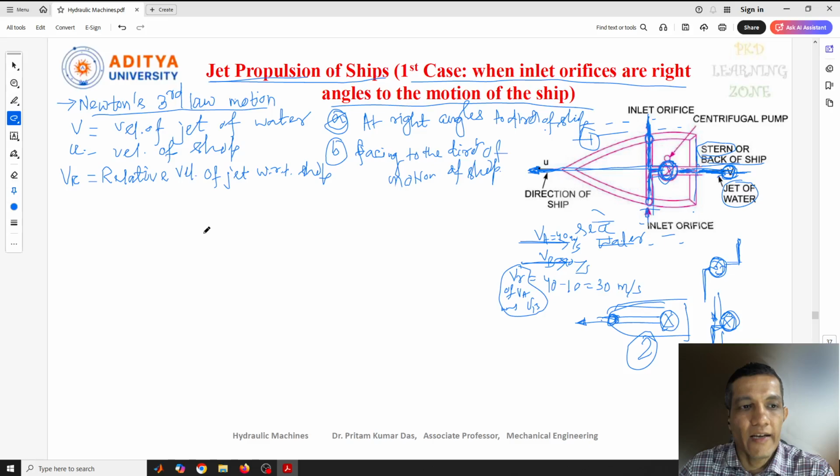So why have we taken the relative velocity here? Because the ship is also moving and there is also a motion in the jet of water. So both are in moving conditions, though they are moving in different directions. So we need to consider that. In this condition, we need to find out the relative velocity of the jet with respect to the ship.